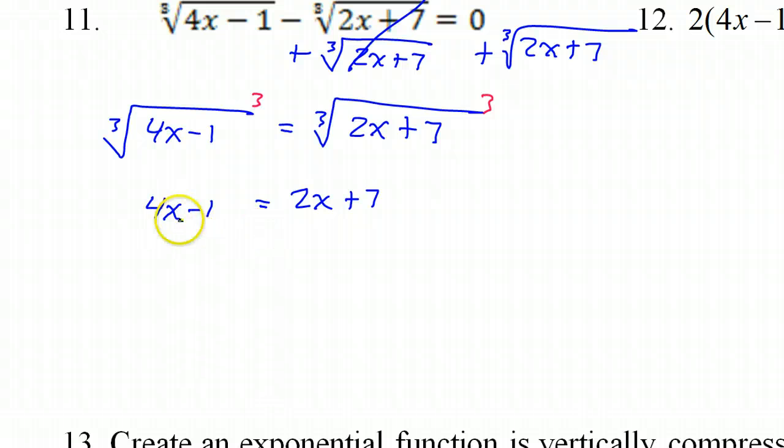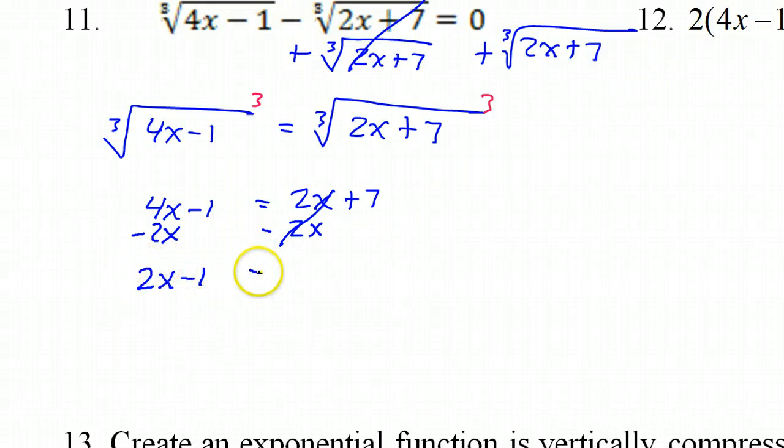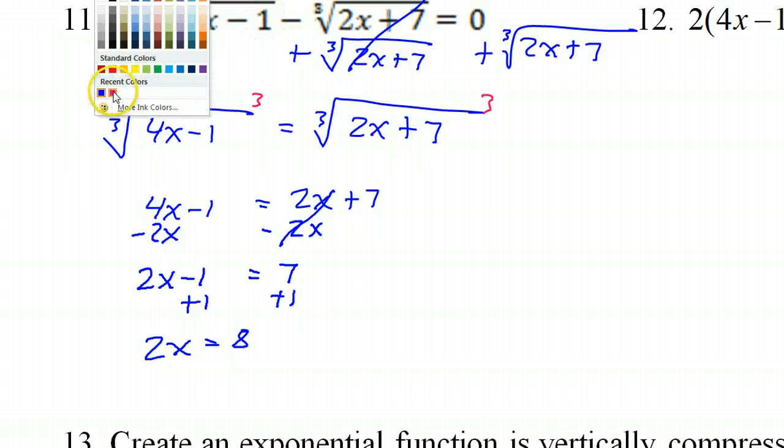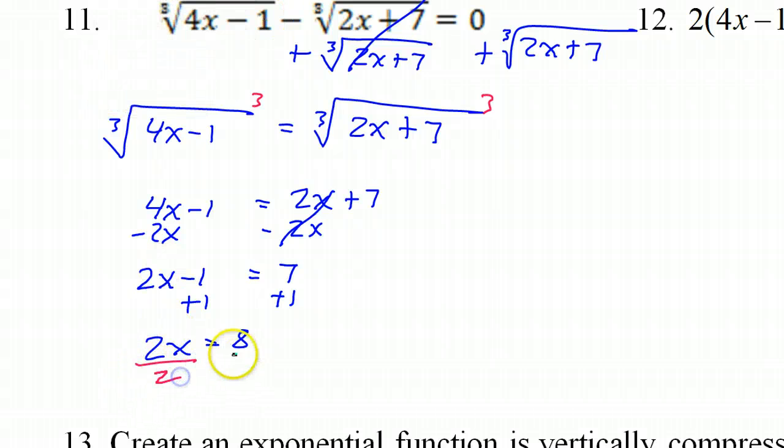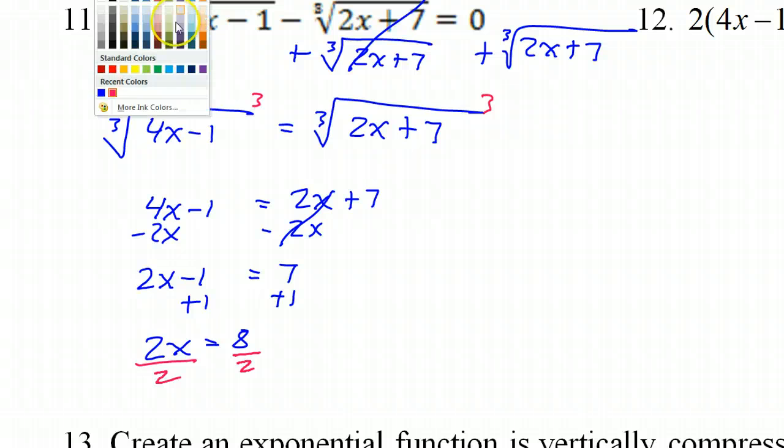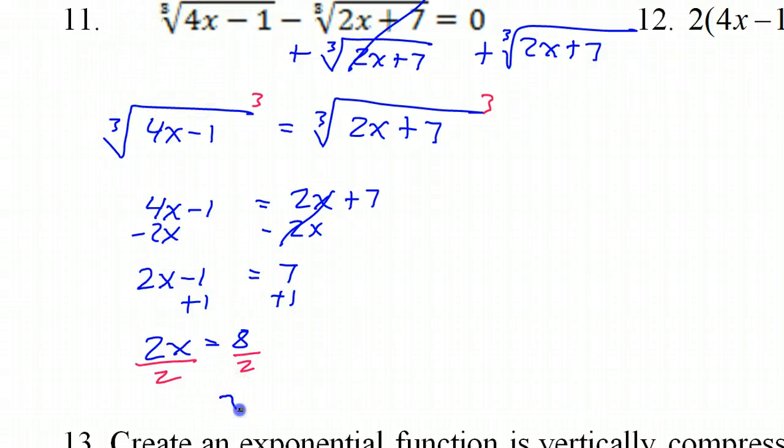Alright, when you have x's on both sides, subtract one of them to get them together. So that'll give me 2x minus 1 is equal to 7. Then let's add that 1, so that'll give me 2x is equal to 8. And then divide by 2, which will give me x equals 4.